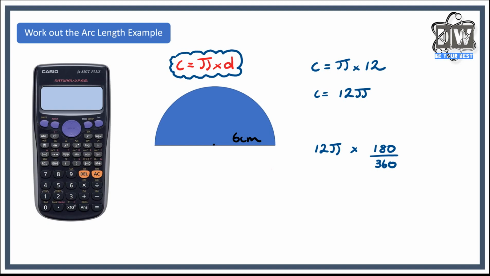Now to do that, we're going to go 12 shift pi timesing by 180. We're going to use this fraction button here, and then we're going to put it over 360, and then we're going to press equals, and that will give us 6 pi. Now to get our answer, we're just going to press the SD button, and that's going to pump it out as 18.849, so forth and so on.